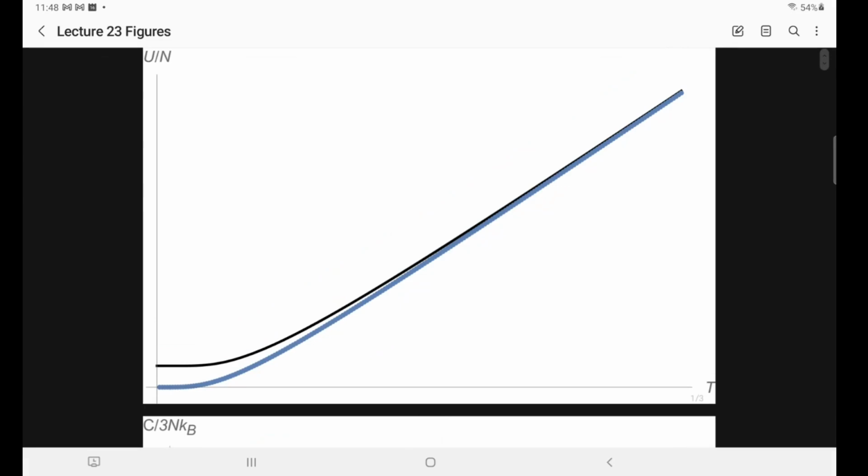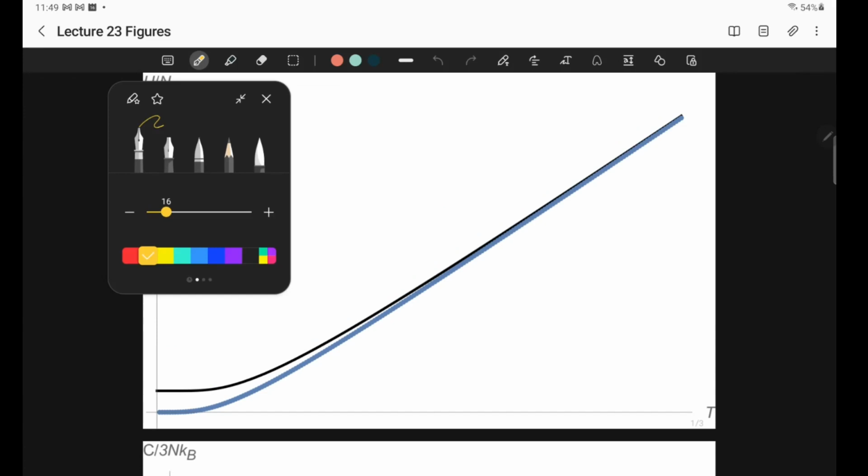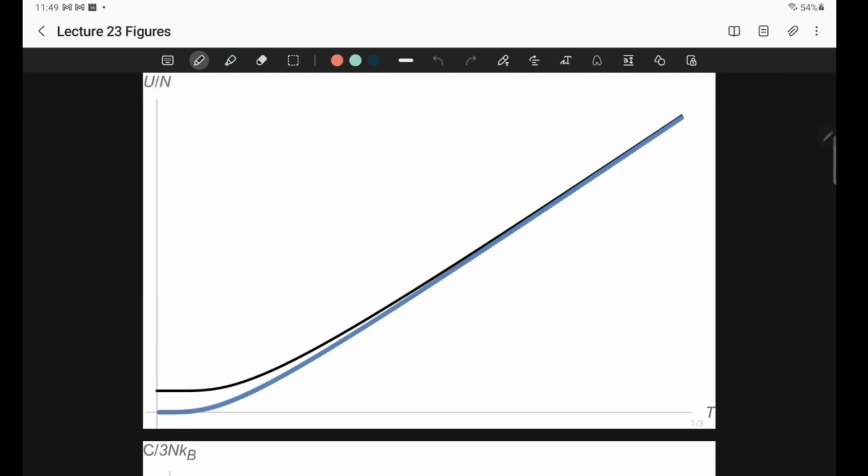Okay, so the first one, you can see the figure, right? So the first figure is u over n versus t. Here I haven't labeled it, but I will do it now. So the black line is the Einstein model, and blue is Debye.